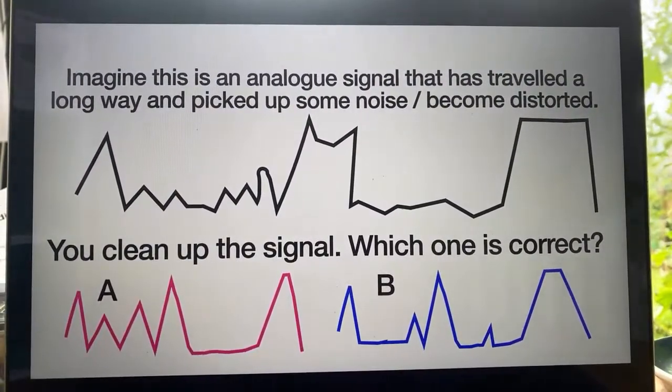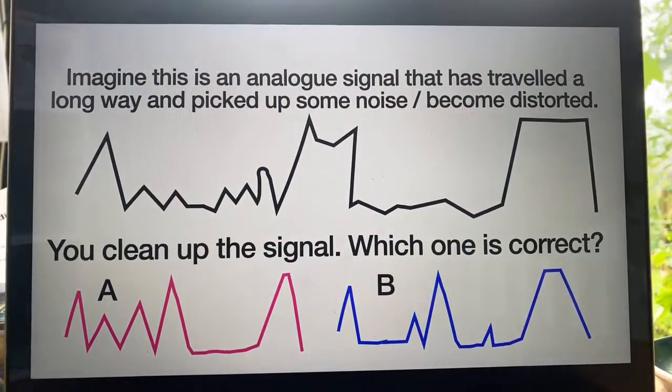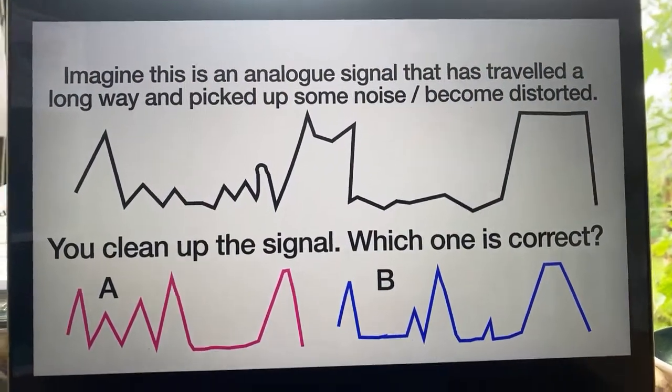Imagine this is an analog signal. This black line here is an analog signal, but it's picked up some noise. It has become very distorted. So say you've got a mobile phone. Mobile phones were analog in ye olden times when I was young. So you might have a mobile phone that is sending an analog signal. That signal's got to travel a very long way.